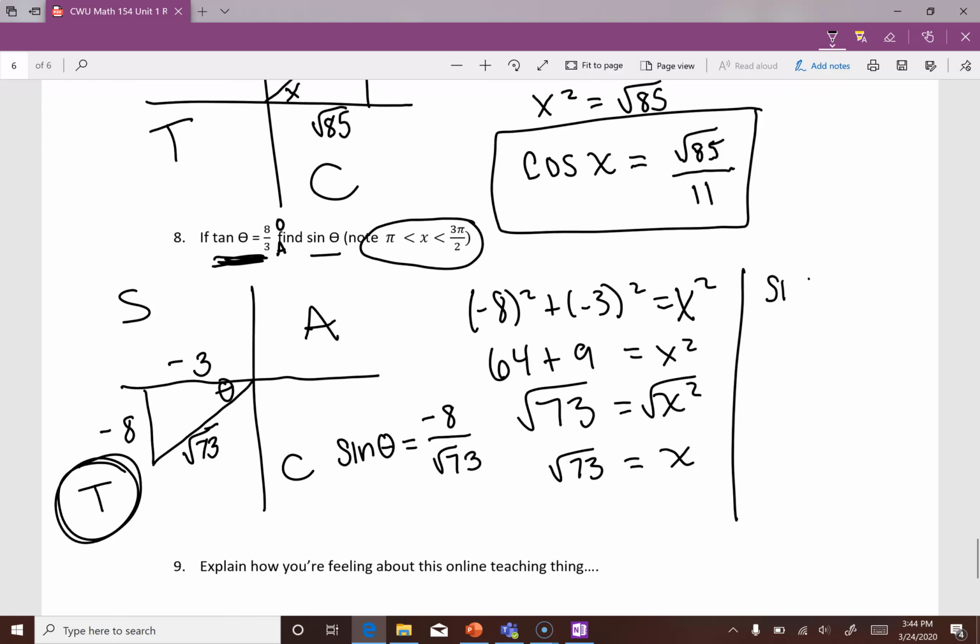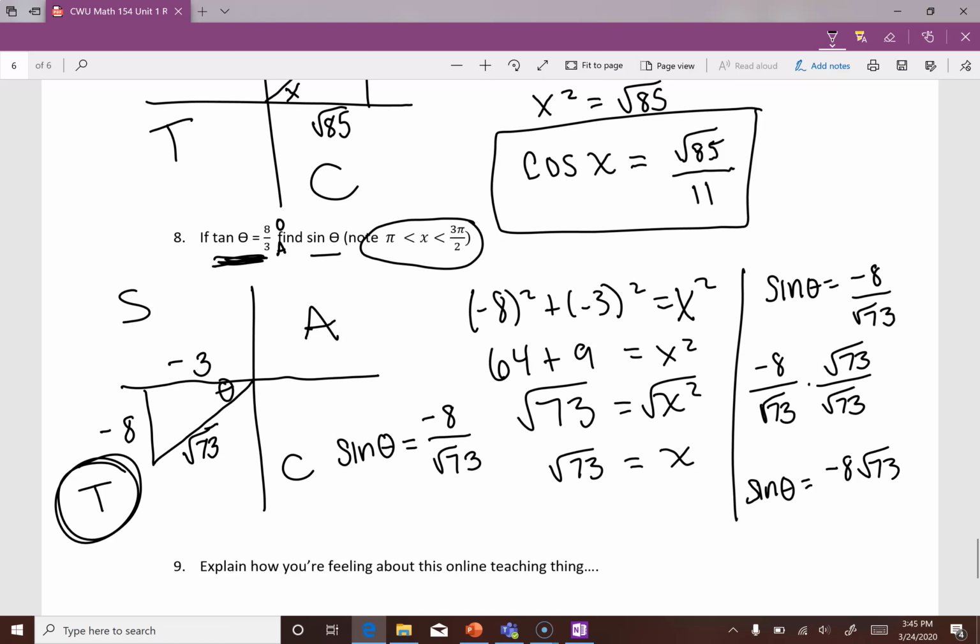So sine of theta equals negative 8 over square root of 73. Let's go ahead and rationalize that. What are we going to multiply by here? You're right, it is the square root of 73 over the square root of 73. So this is going to be sine theta equals negative 8 square root of 73 all over 73. Now I don't think 8 and 73 are reducible. And check real quick. Nope, they are not. So that's our final answer right there.